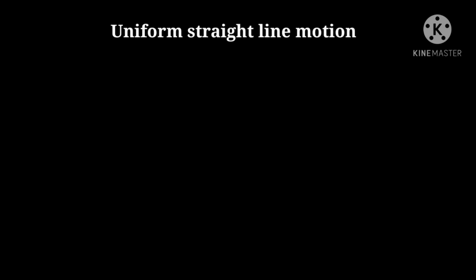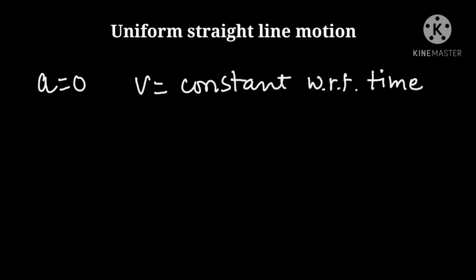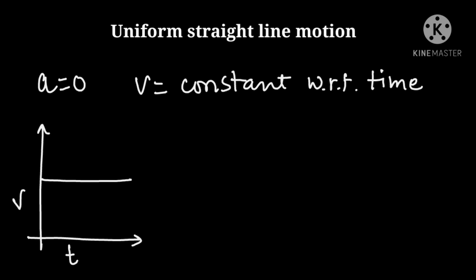For uniform straight line motion, acceleration is 0. So velocity is constant with time. So for uniform motion in a straight line, the graph of velocity time would be straight line parallel to the time axis.